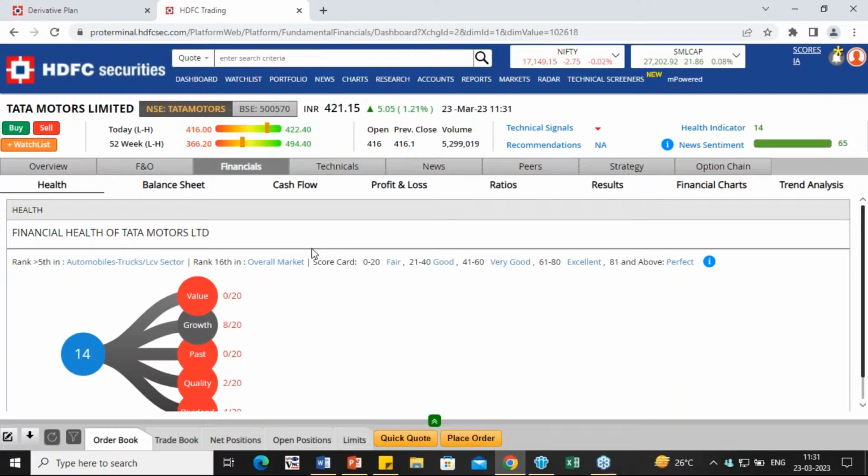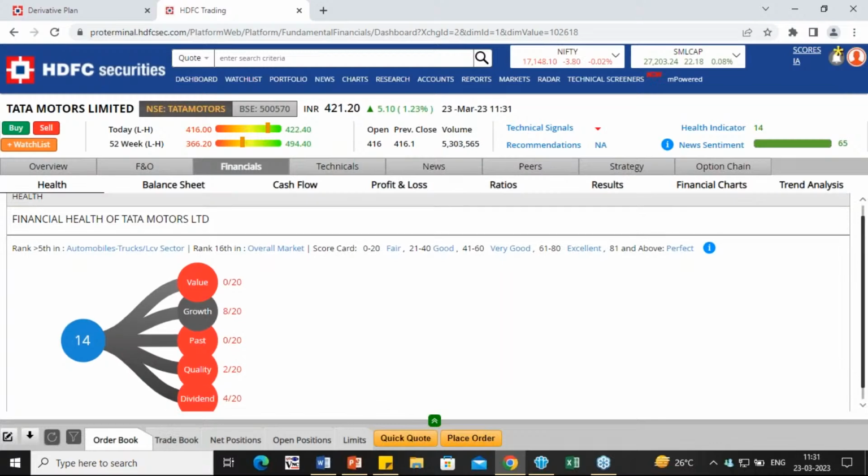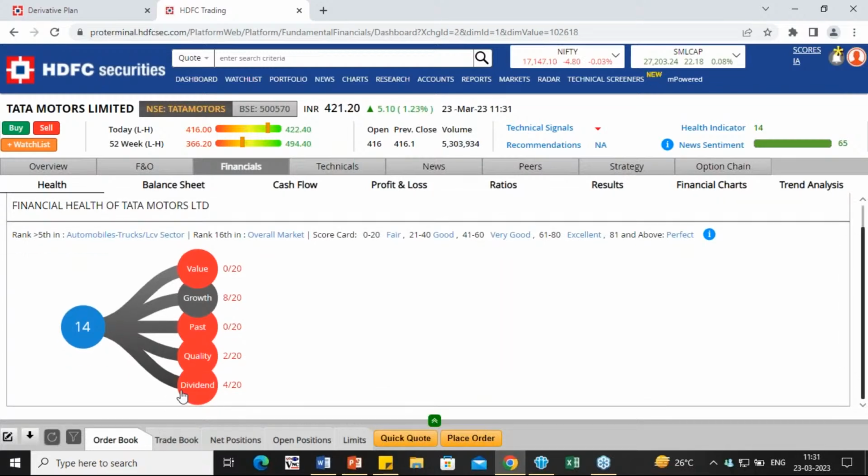But those who don't understand how to read the balance sheet, how to calculate the EPS, P/E ratio, book value per share, and get confused, or those who are basic in fundamentals, for them we have come up with a facility called Health Square. In Health Square, we study a particular stock scraped into five parameters and 25 sub-parameters. The five parameters we calculate are value, growth, past, quality, and dividend, basically.